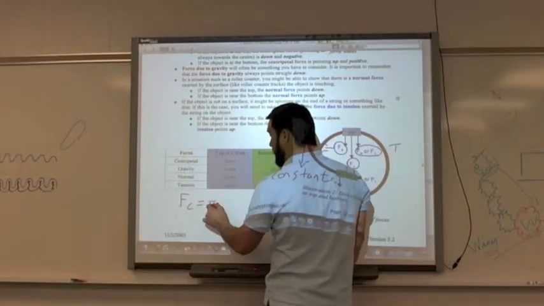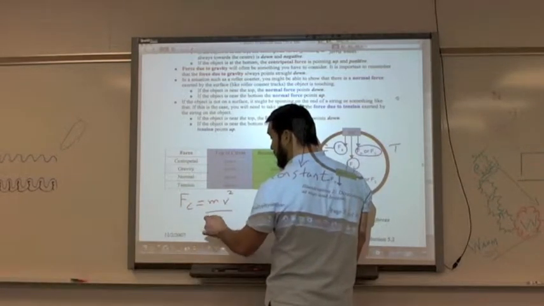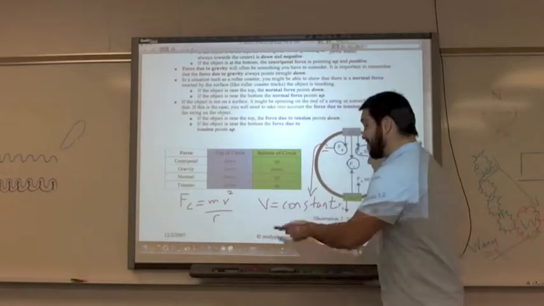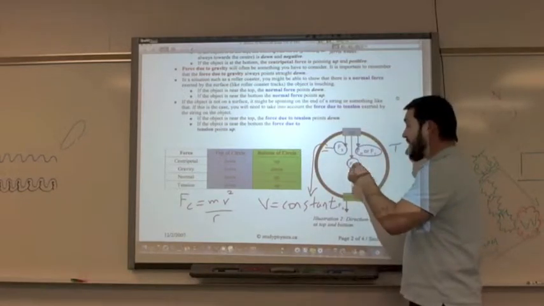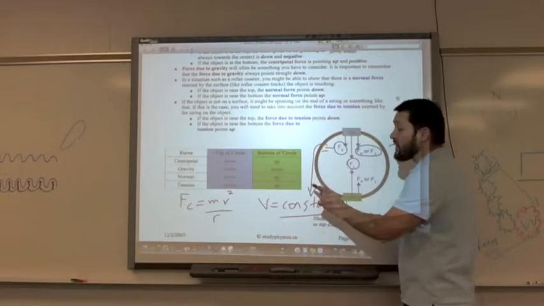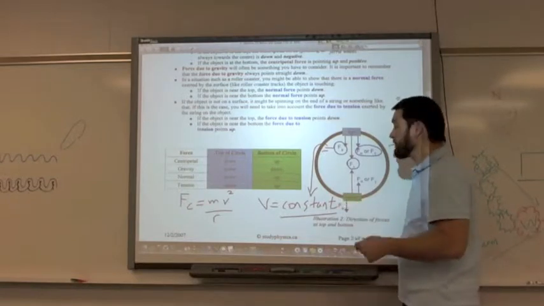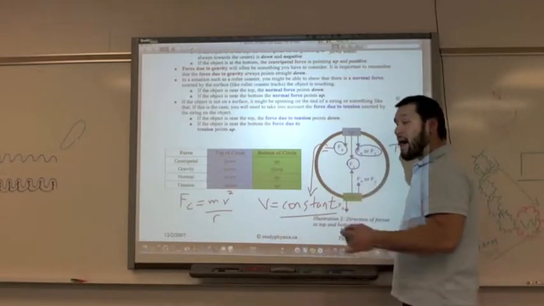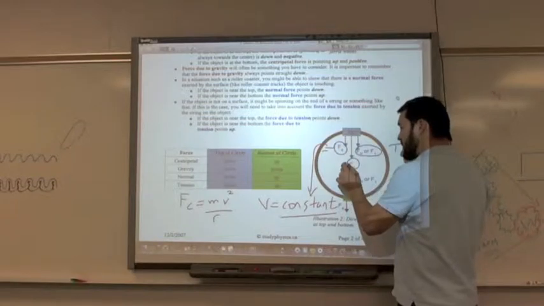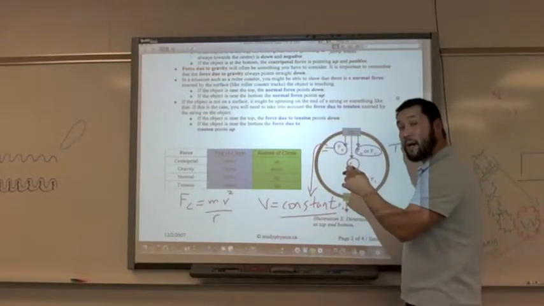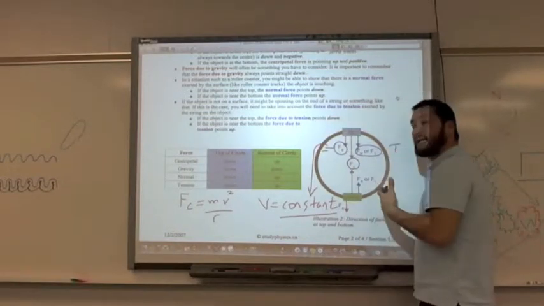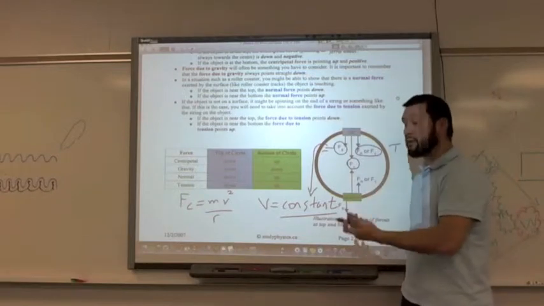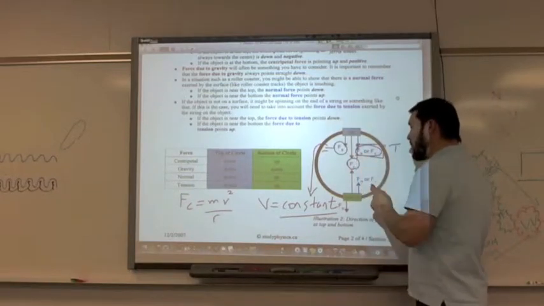Fc is equal to mv squared over r. Same radius, same mass, same velocity, so your centripetal force is constant. With those things in mind, the centripetal force and the force of gravity both being constant, it's safe to say that the one variable that will change is your force normal or your tension.